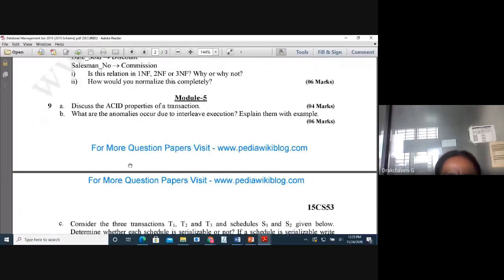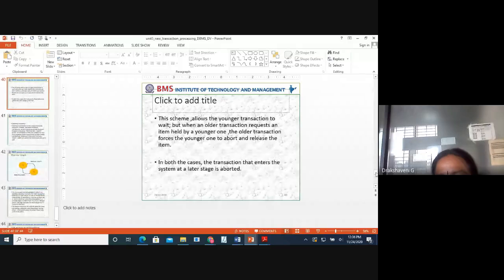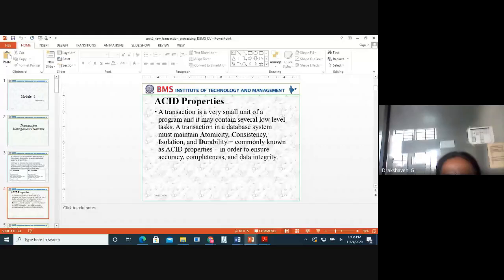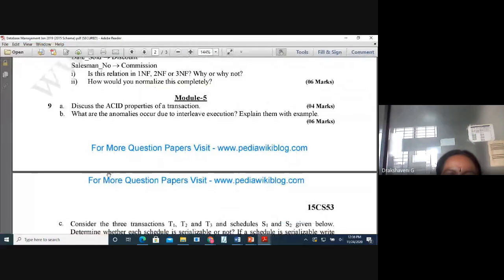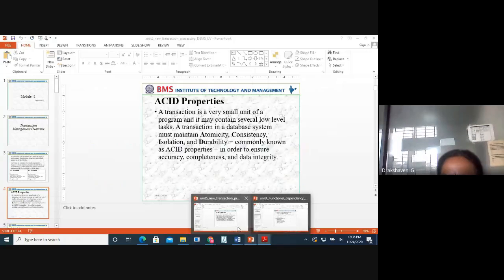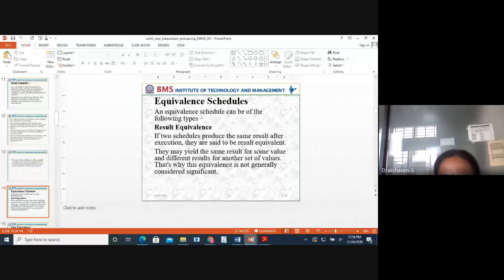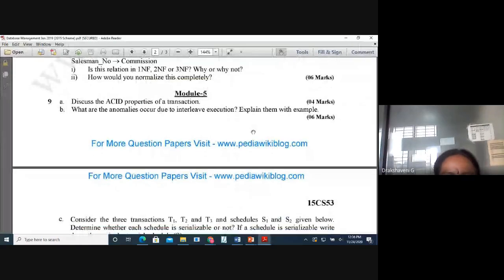Then this last chapter discusses ACID properties. What do we mean by ACID properties? A stands for atomicity, C for consistency. That's what we have seen in this module. So ACID properties you have to explain. Then what are the anomalies that occur due to interleaving execution? We have 3 anomalies: insert anomaly, delete anomaly, and update anomaly. So these anomalies you have to explain for this question when you are interleaving.